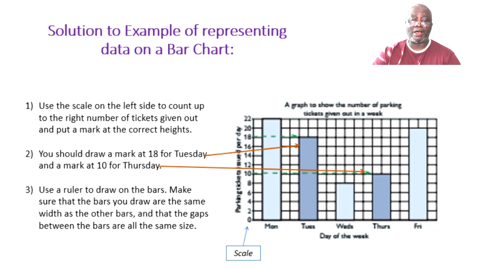On Tuesday you have about 18, and then on Thursday you have about 10 tickets given. Okay, so make sure you read it properly, look at the day of the week and follow the chart right up to the frequency at which it hits, and then you've got it. And be consistent, make sure you leave reasonable space in between so that it is easy to read.